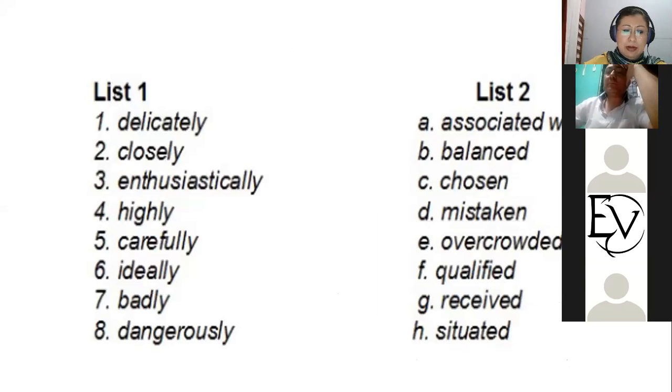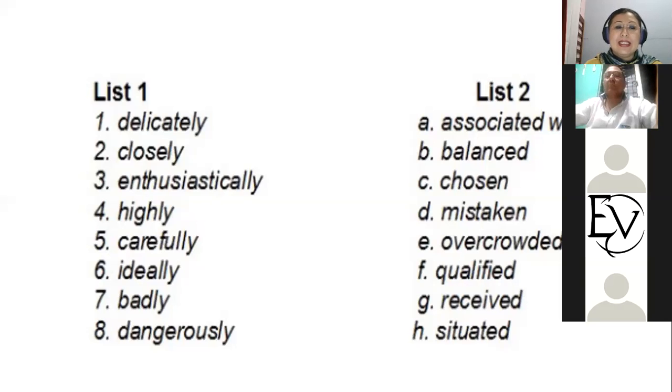Voy a tratar de enviarles una imagen porque quiero que tengan la primera imagen que nos va a servir para contestar el ejercicio. So let me try. Okay, I will send you this and then we will try to solve the exercise. Okay, please confirm if you received the picture. Did you? Yes, I can see.